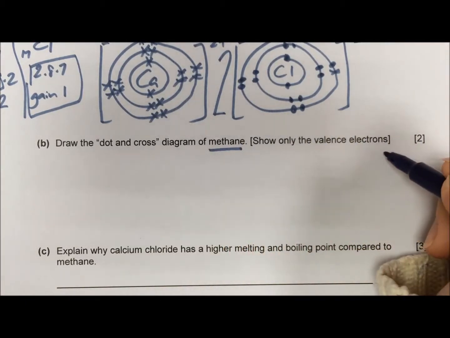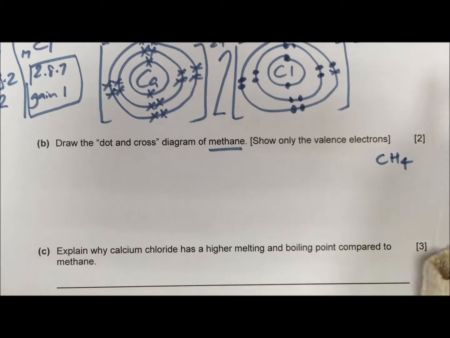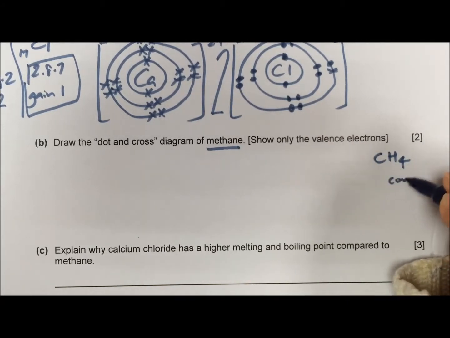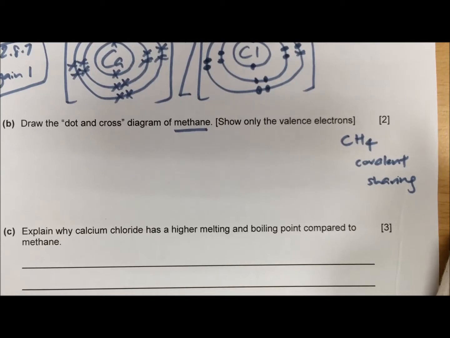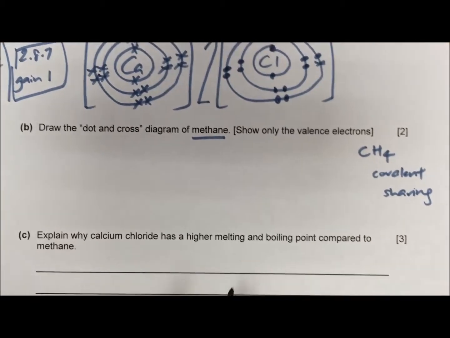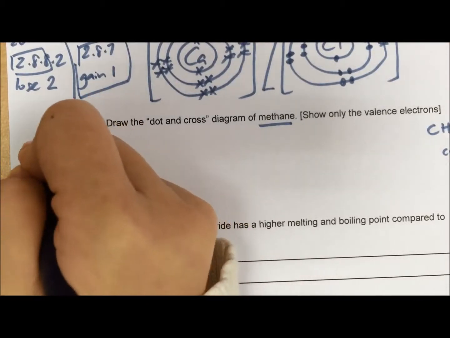Okay, now the next one is methane. So methane, you must remember methane is CH4. This is covalent because C carbon, H hydrogen, these are both non-metals. Covalent means you must draw sharing. So no bracket, no charges. Sharing means overlap.